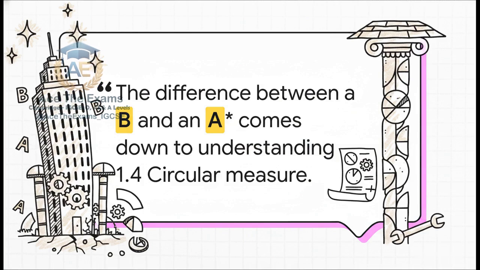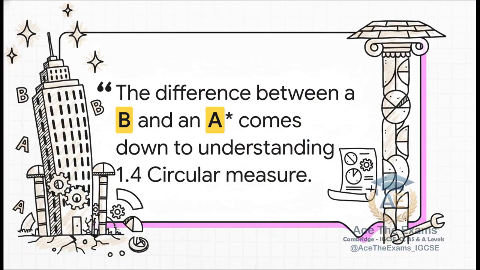Why? Because circular measure isn't just some isolated standalone topic you can afford to gloss over. It's the core structural column that supports advanced trigonometry, calculus, and complex mechanics later down the line. If your fundamental understanding of radians, arc lengths, and sector areas has cracks in it, the rest of your A-level mathematics skyscraper will inevitably lean, crumble, and fall. We literally cannot afford to lay bad cement here.